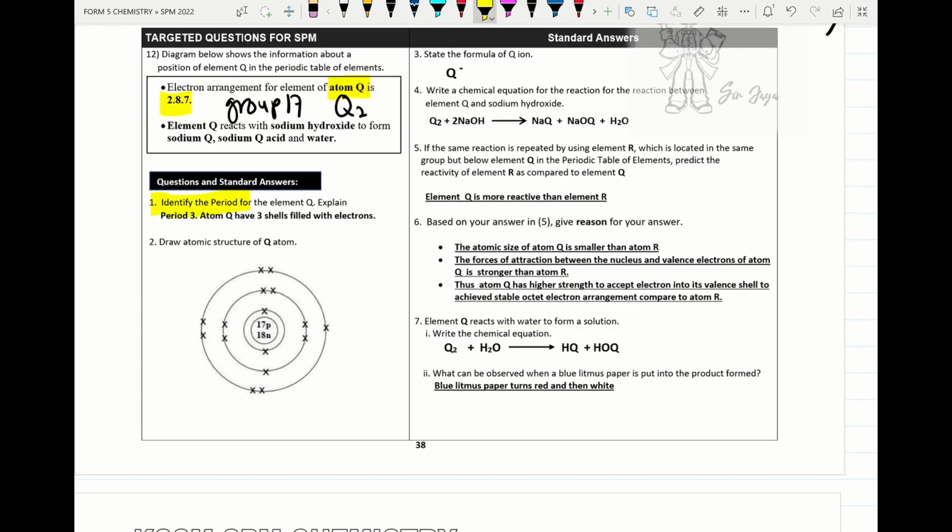Identify the period of element Q. Explain your answer. So the electron arrangement is 2.8.7. It has 1, 2, 3 numbers. Therefore, it belongs to period 3. Why? Because atom Q has 3 shells filled with electrons.